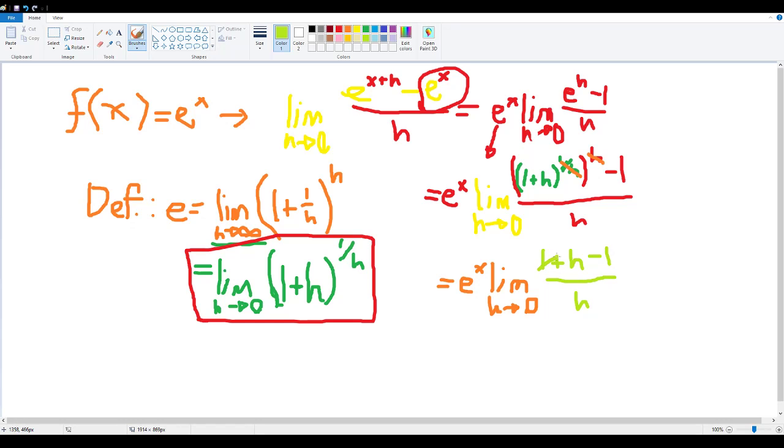Now, as this gets closer to 0, as you can see, these don't even matter. They cancel. So we have h over h. And this is just going to then be equal to e to the x times 1, and this is all equal to e to the x. So, as you can see, we've just proved that.